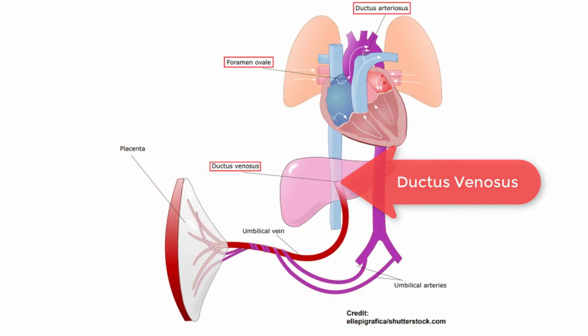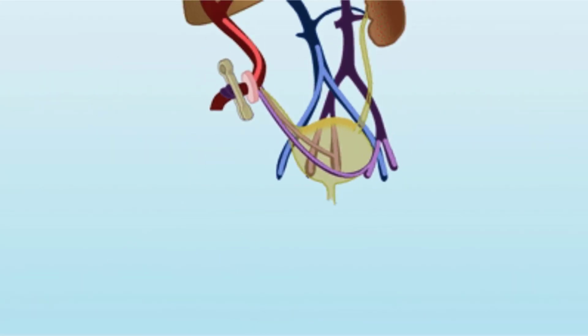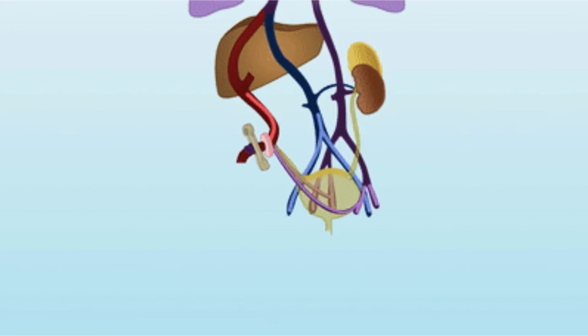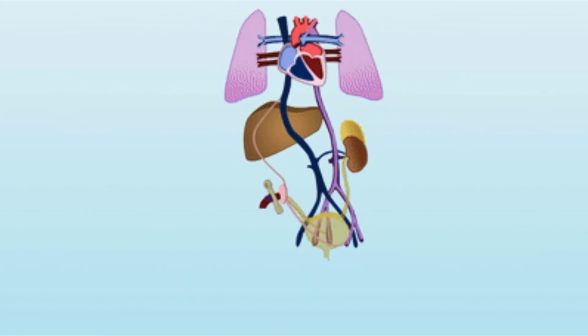The ductus venosus, which links the inferior vena cava with the umbilical vein, usually closes with the clamping of the umbilical cord and inhibition of blood flow through the umbilical vein. This fetal structure closes by the end of the first week.